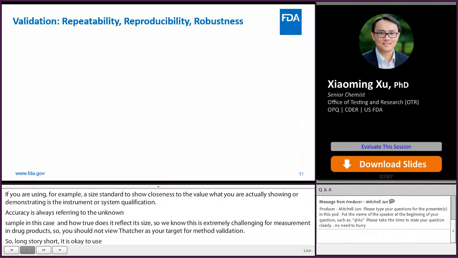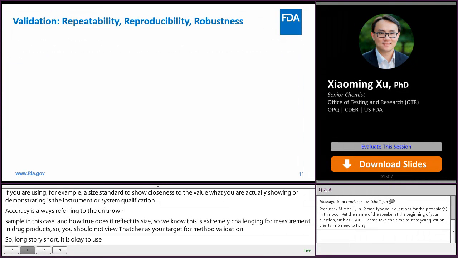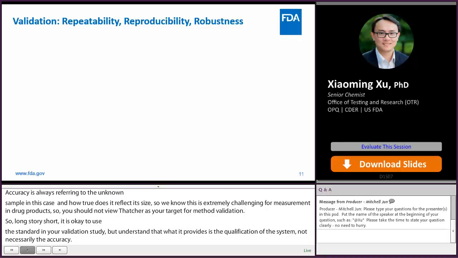What is really important for size validation are the 3 R's, repeatability, reproducibility, and robustness. So I borrowed this slide from Alan Rawle, and many of you may know him.